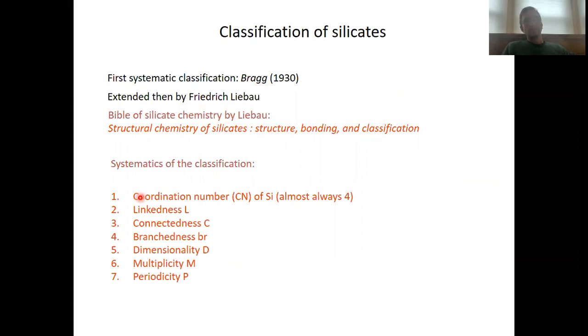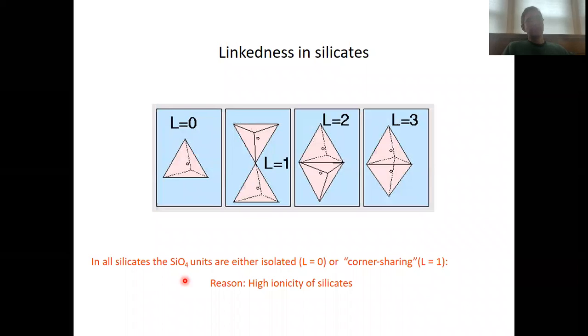So according to Liebau, we can classify silicates according to the following principles. We first look at the coordination number of silicon, which is almost always 4, as we said. Then we look at the so-called linkedness, L, the connectedness, C, the branchedness, BR, the dimensionality, D, the multiplicity, M, and the periodicity, P. So let us now systematically go through all these parameters. We already discussed the coordination number. Let us directly move over to the linkedness.